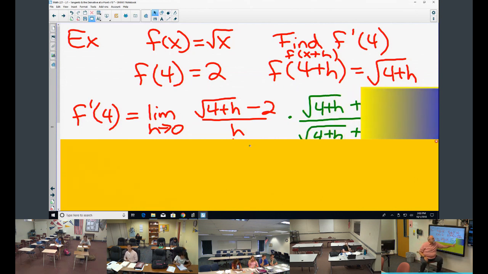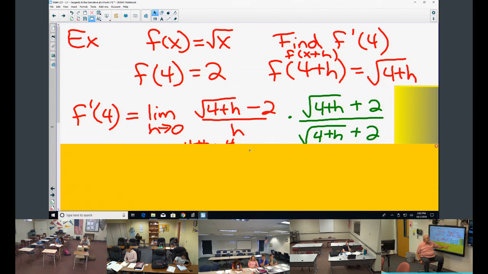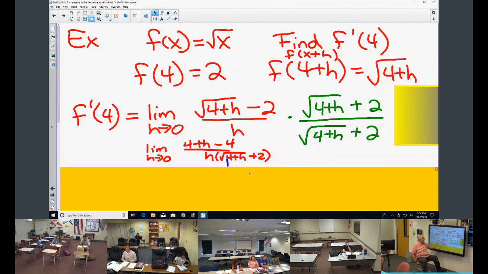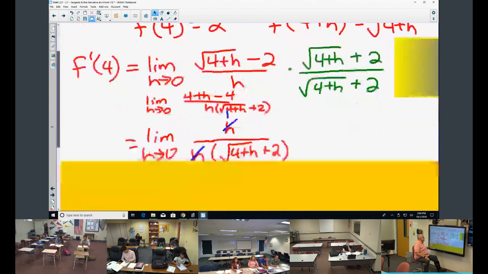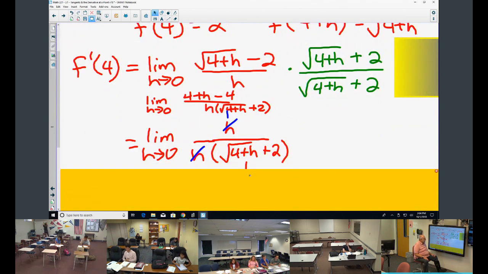We haven't done that technique since the early part of chapter 2. So we multiply by the radical of 4 plus h plus 2. And really don't even multiply out the denominator, it's just the numerator. Because when you multiply a conjugate, the 4 plus h comes out of the radical, minus 2 times 2 is 4, because the outer and inner products cancel. So now the 4's cancel, and then your h's cancel. And that tells you you're doing the right thing when the h's cancel.